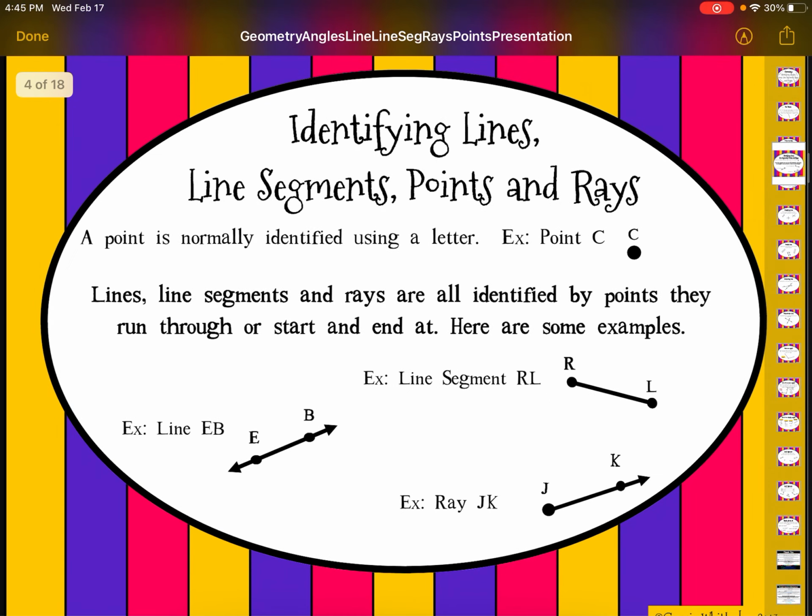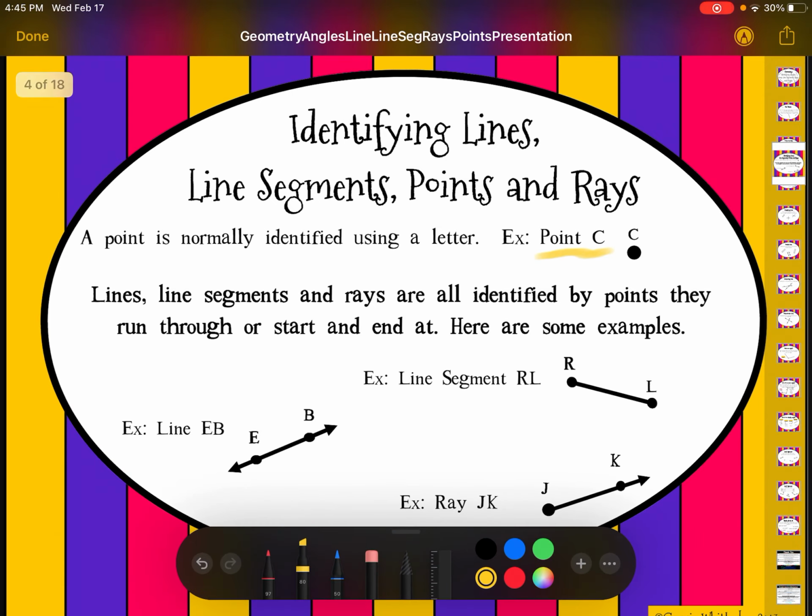So identifying lines, line segments, points, and rays. A point is normally identified using a letter. So for example, point C is what we would say, and we would do that just by simply putting the letter C. Now to classify lines, line segments, and rays, we're going to look at the parts of them. Down here at the bottom, the example they give us is line EB. There are points in this line, but because it's a line, it goes off in both directions endlessly. So we would identify that as line EB.